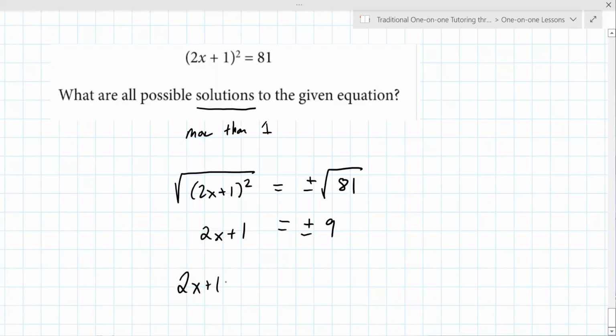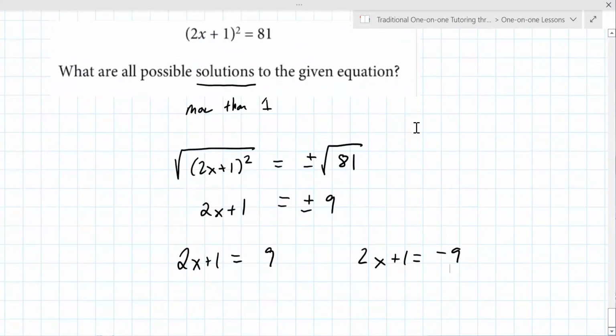It's two equations now. It's 2x plus 1 equals 9 and 2x plus 1 equals minus 9. Okay. So how does that change your answer? X equals 4, and then X also equals -5. Yes. X equals 4, X equals minus 5. All right. Let me give you one more of these to try.